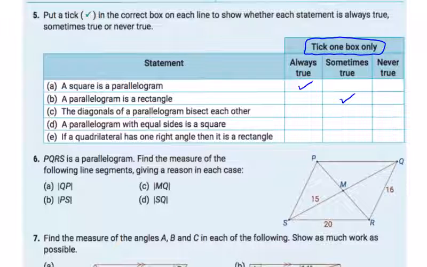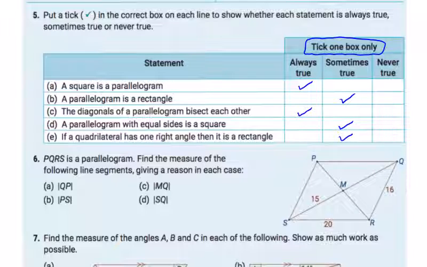The diagonals of a parallelogram always bisect each other. Theorem 9. And a parallelogram with equal sides is a square. That is going to be true sometimes, but not all the time. And if a quadrilateral has one right angle, then it is a rectangle. Well, that is possible. So it's sometimes true. It's not always true.